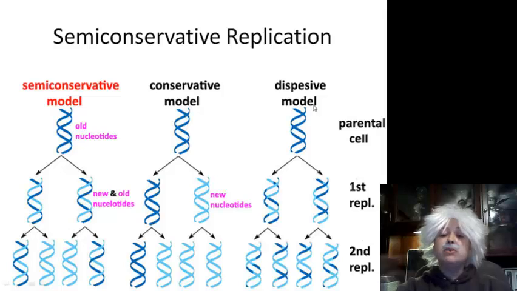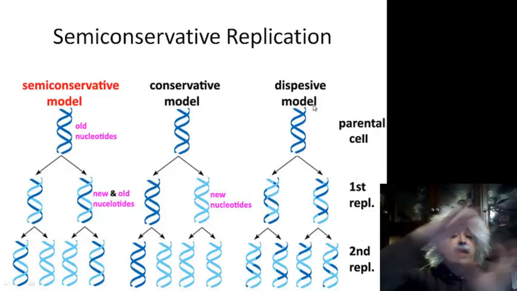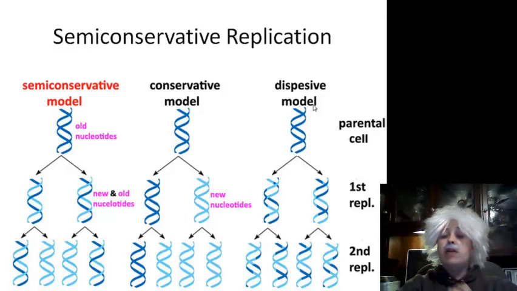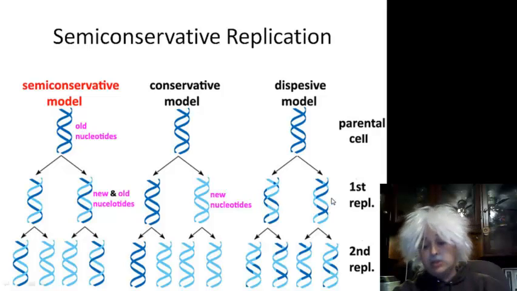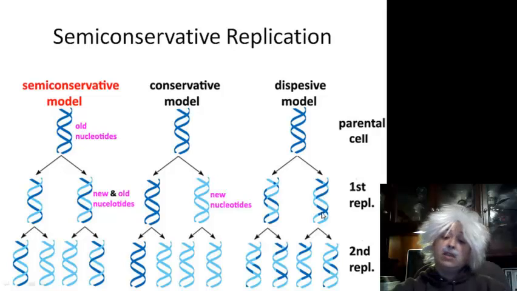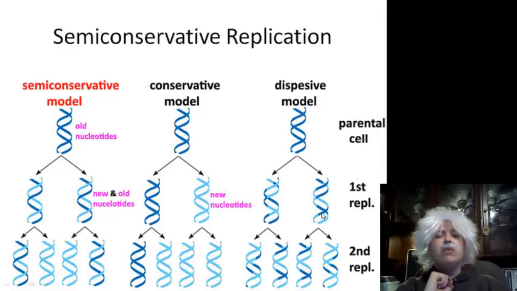Next, we have dispersive DNA, which means bits and pieces of the parent cell are dispersed along the daughters. Here's a piece, and then the other side is the daughter, and here's another piece, and the other side is the daughter. Then same with this other one. That's very, very complicated. We don't like complications. We want things easy and simple.